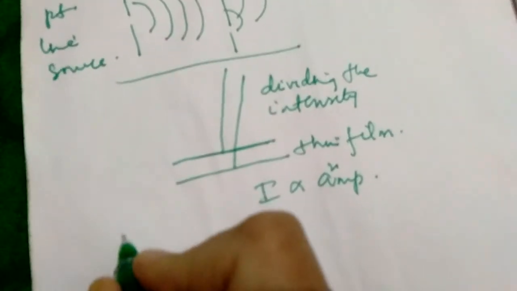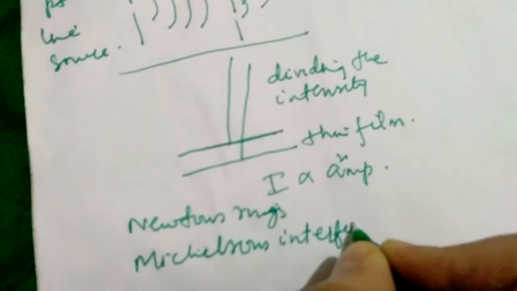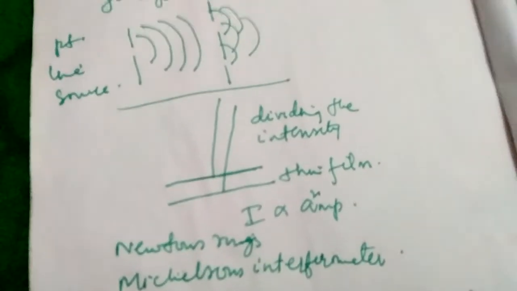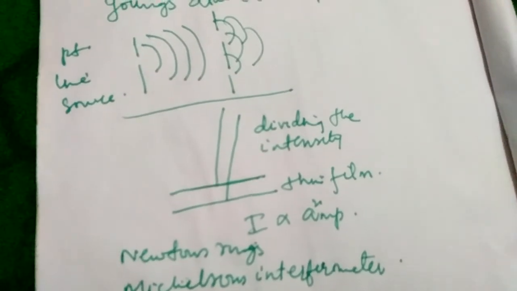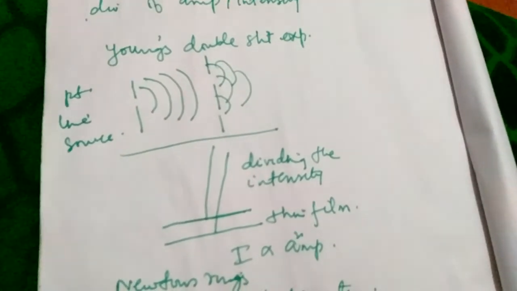In that case, you will have to do Newton's rings apparatus. You will have to do Michelson's interferometer. Of course, you will be doing all these things in the lab work that I shall tell you in the subsequent videos. So I hope that gives you a fair idea of interference of light.